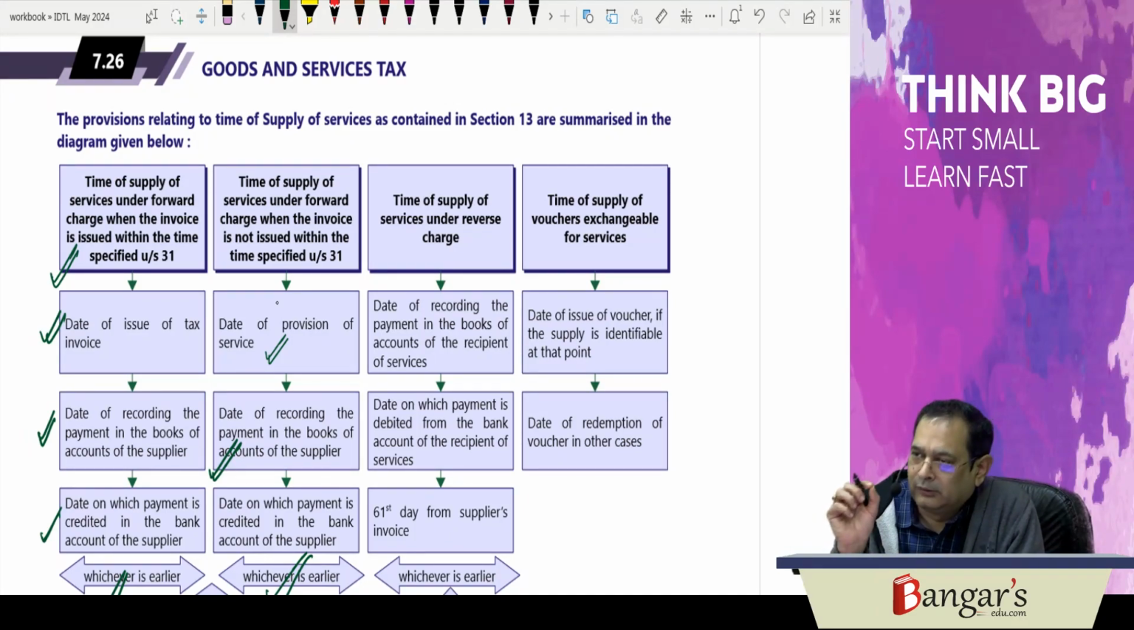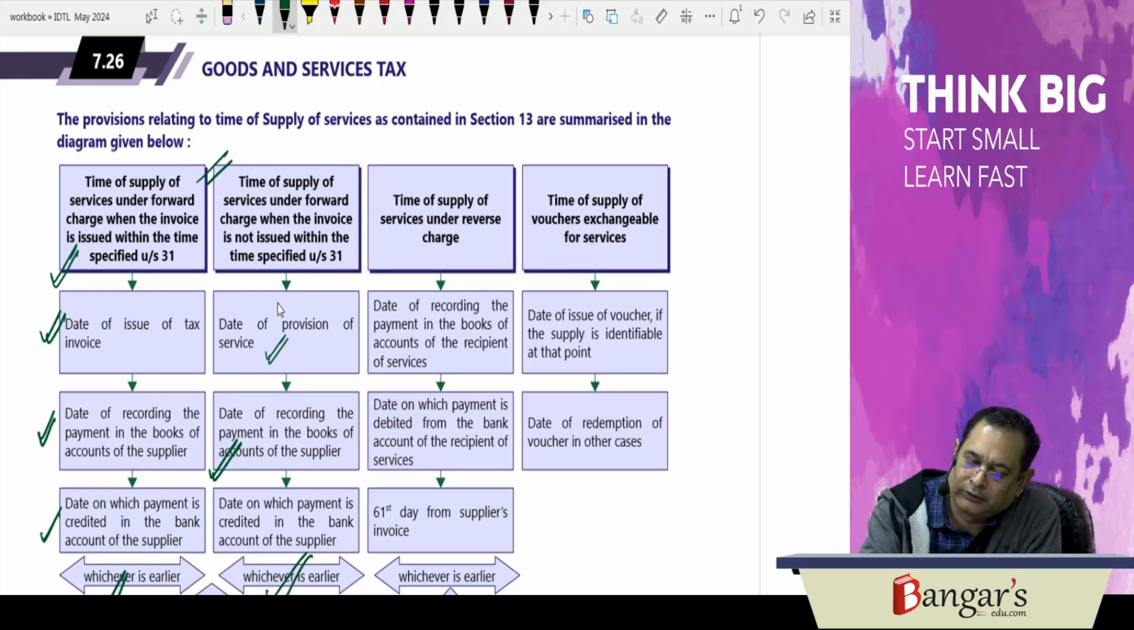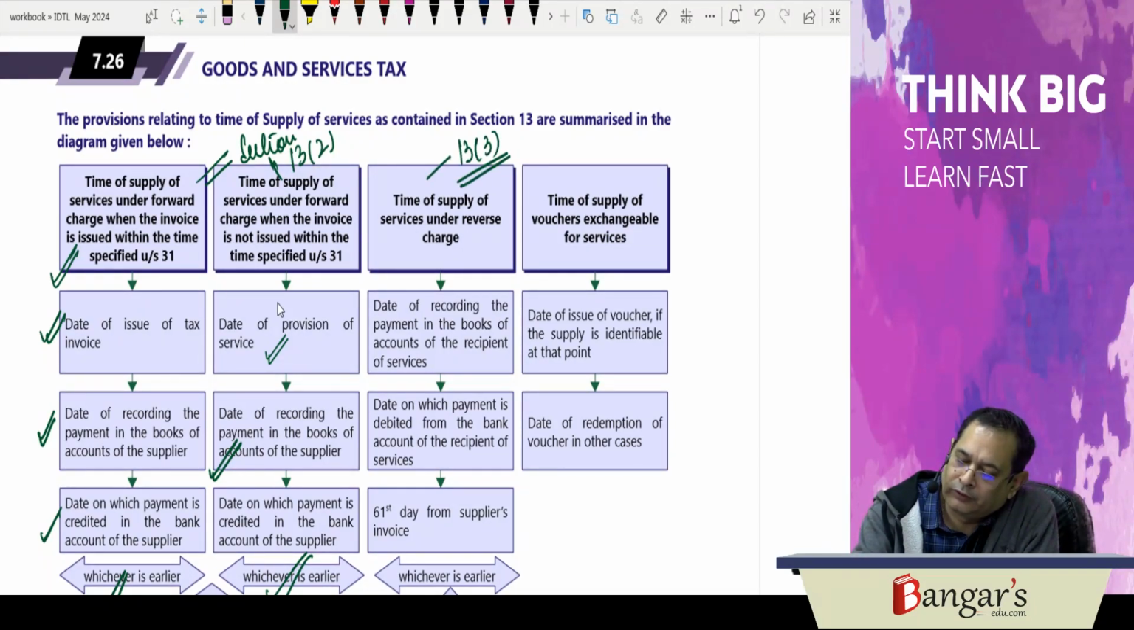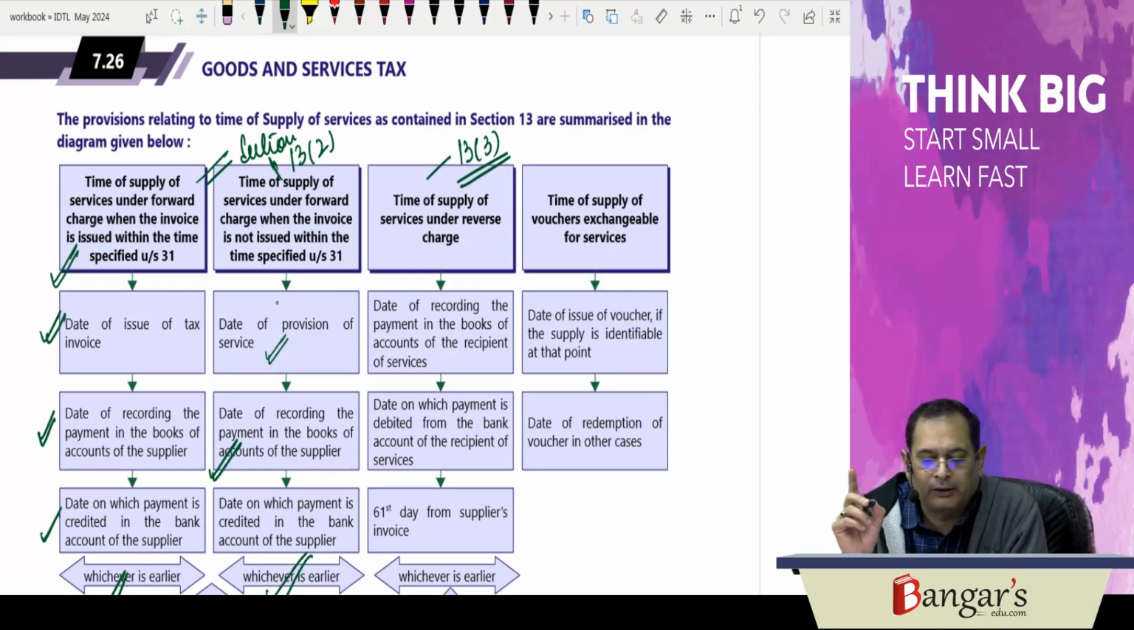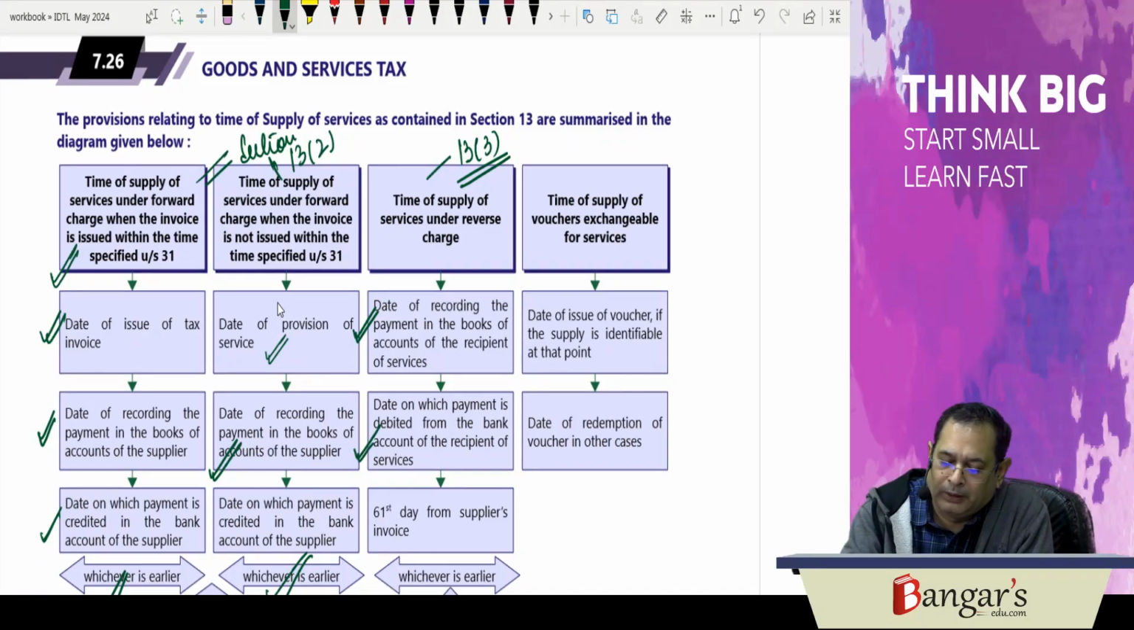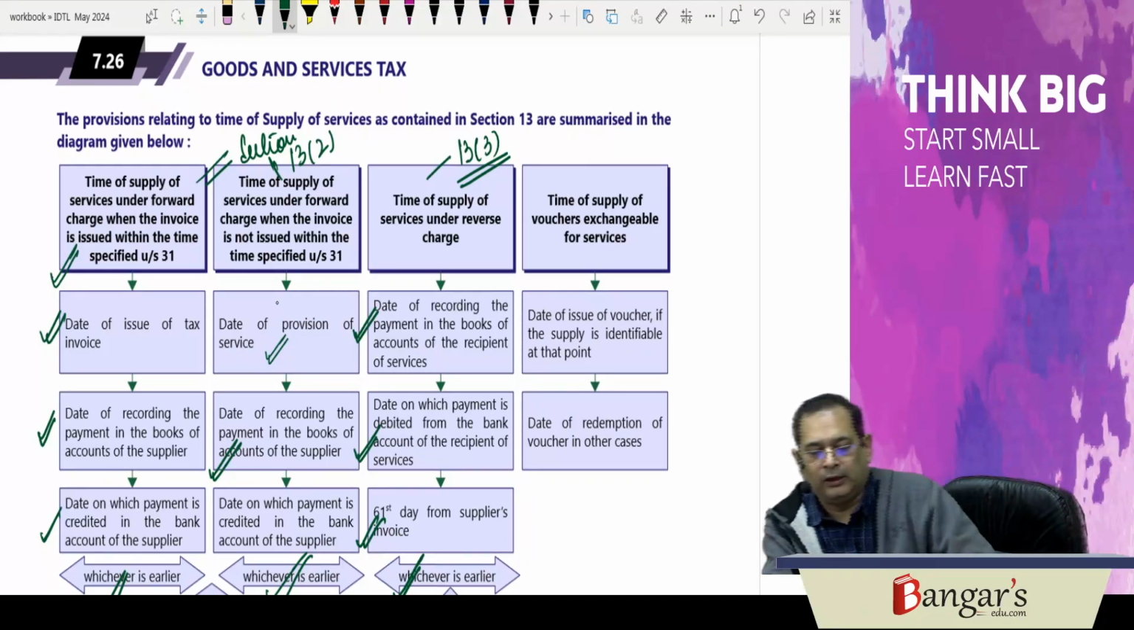Then in case the services are taxed, we have discussed under section 13(2), these both. Then 13(3), when the services are taxed under reverse charge mechanism, what is the time of supply? The date of recording of the payment in the books of accounts of the recipient, or the date when the payment has been debited in the bank account of the recipient, or the 61st day from the supplier's invoice, whichever is earlier.